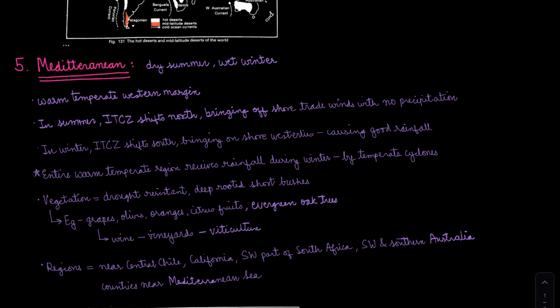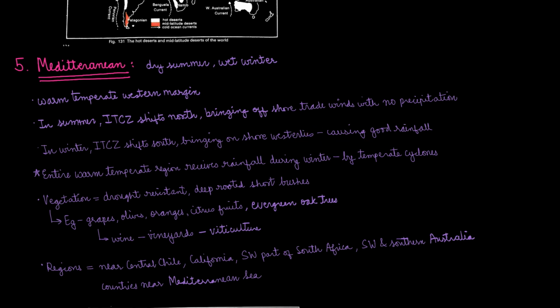Then moving on to the Mediterranean type of climate. One of the distinctive features in order to remember the Mediterranean type of climate is that there is dry summer and wet winter. So it is in the warm temperate western margin. In summers, ITCZ shifts north, bringing offshore trade winds with no precipitation. Whereas in winter, ITCZ shifts to the south, bringing onshore westerlies, causing good rainfall.